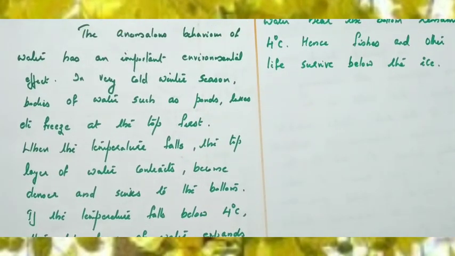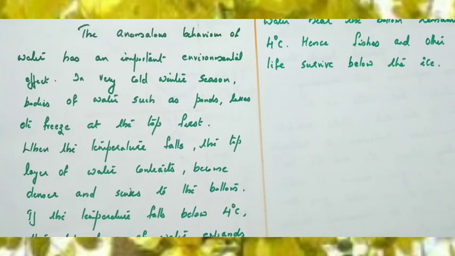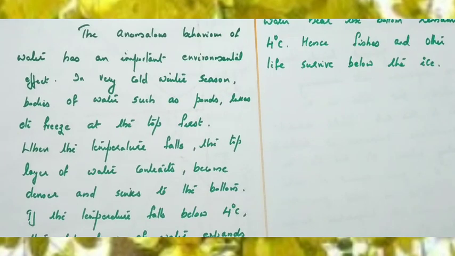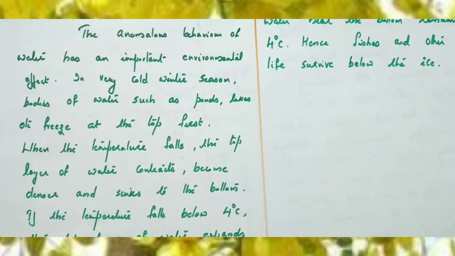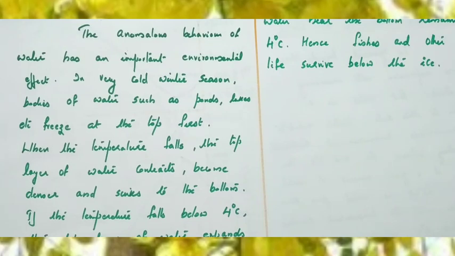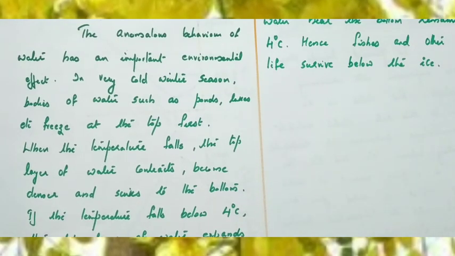Now, the anomalous behavior of water has an important environmental effect. In very cold winter season, bodies of water such as ponds, lakes, etc. freeze at the top first. So in polar countries, the top layer of water bodies gets converted to ice, they freeze. But what happens to the bottom level? It remains in the liquid state, so that it protects marine plants and animals. So that is the main environmental effect of anomalous behavior of water.